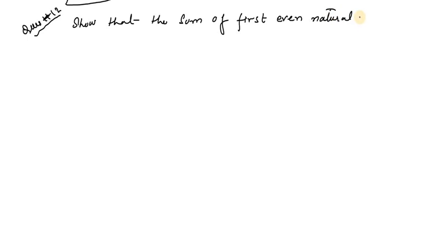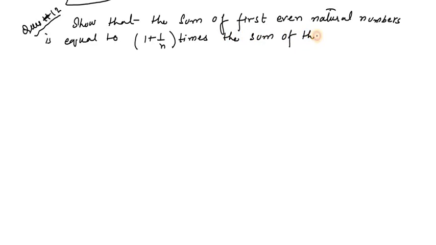Okay. Show that the sum of first n even natural numbers is equal to 1 plus 1 upon n times the sum of the first n odd natural numbers. Solution.